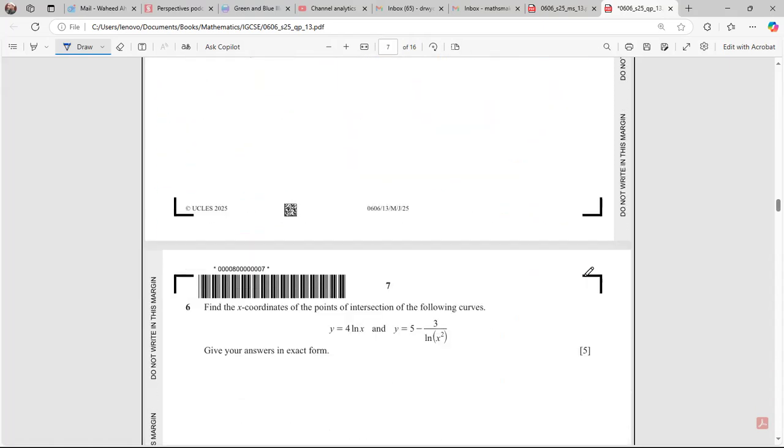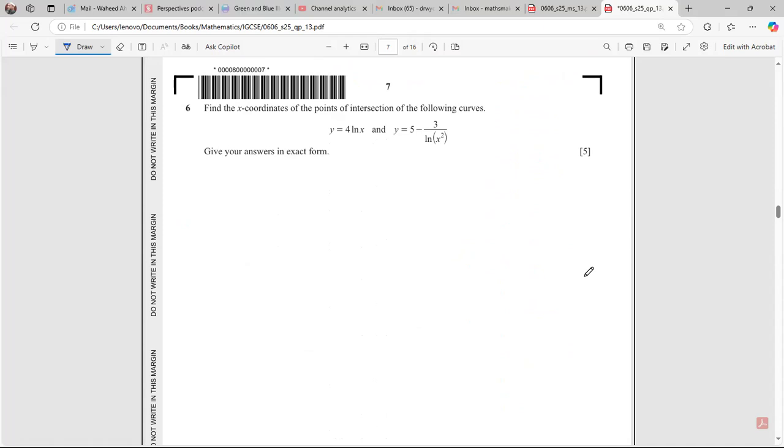Now let's do this question. Find the x coordinates of the points of intersection of the following curves. We are given two curves, one is this one and one is this one, and we need to find where they intersect each other. We need to find the x coordinate of the intersection. Whenever you have two curves and they intersect each other, the value of y is the same for both of them, right?